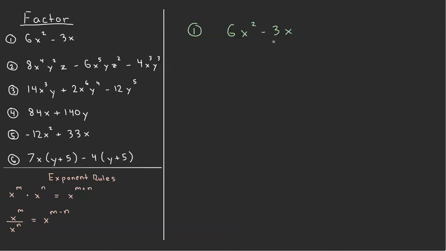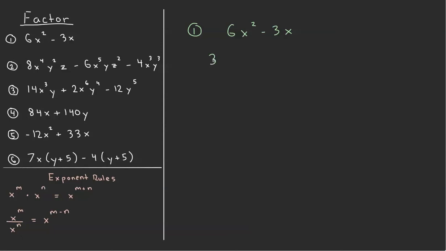Okay, so to do this, we take a look at the 6 and the 3, and you want to ask yourself, what number will divide evenly into both 6 and 3? Well, just by looking at this, I know that 3 goes into 3 one time, and 3 goes into 6 two times, and that's the largest number that will go into both of these. Okay, so once I determine that, I'm going to go ahead and write that down.